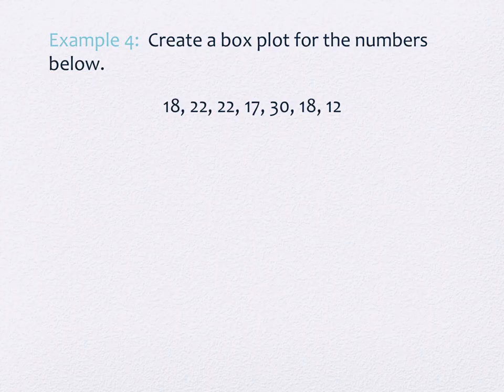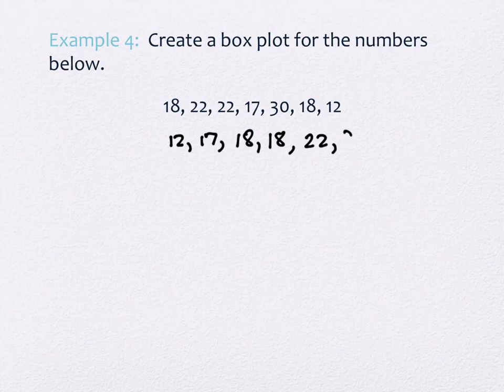So here's our data set, and what we did last time is we found the median, the mean, and the mode. In doing the median, which is part of this box plot, we had to actually list them from smallest to largest. Everybody remember doing that? Okay, we're going to list it from smallest to largest again. So it starts at 12, and then it went to 17. We had 2 18s, 2 22s, and a 30.